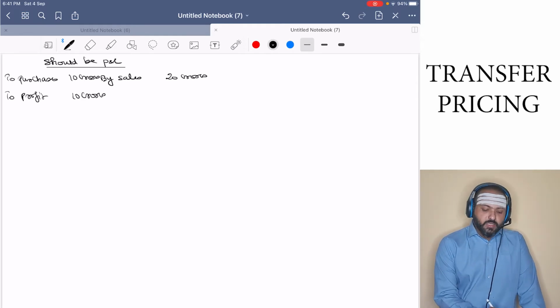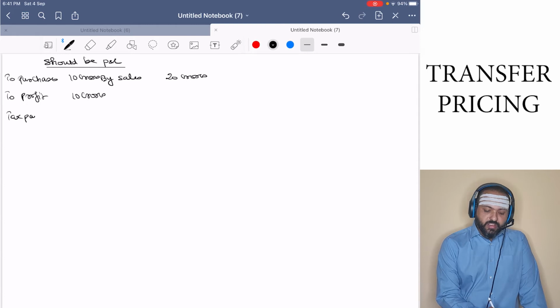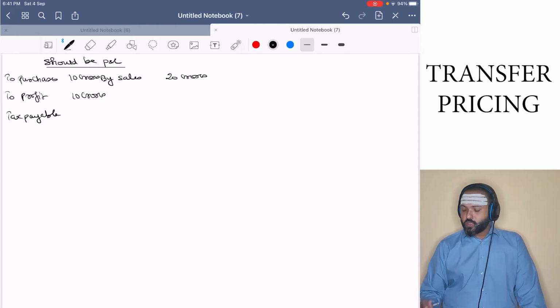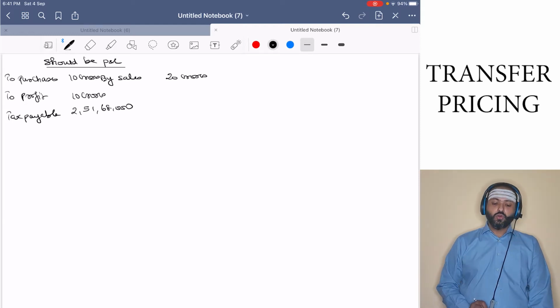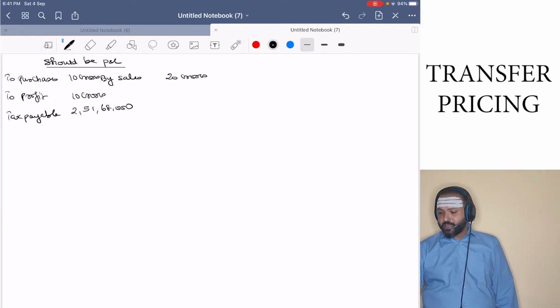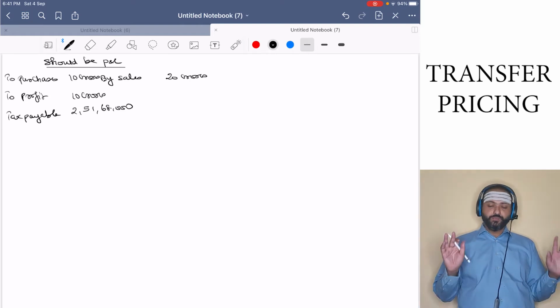Okay, now what is the tax payable? Assuming the same 25.168%, what is the tax payable? 2 crores 51 lakhs 68,000. Okay, so 2 crores 51 lakhs 68,000. This is going to be the tax payable.